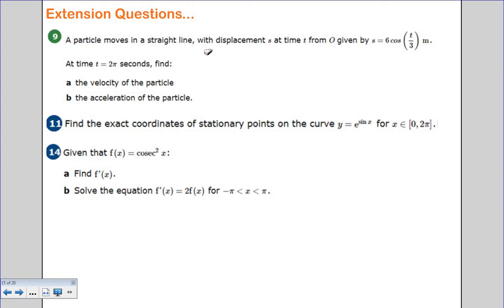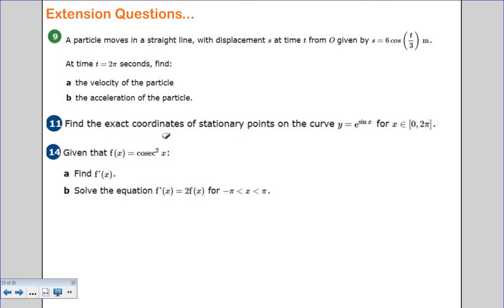Just remembering, so this one here, number 9, combines what you've learnt about the chain rule with what you know about mechanics and equations of motion. You know that when you start with displacement, you differentiate to get velocity, and you differentiate again to get acceleration.